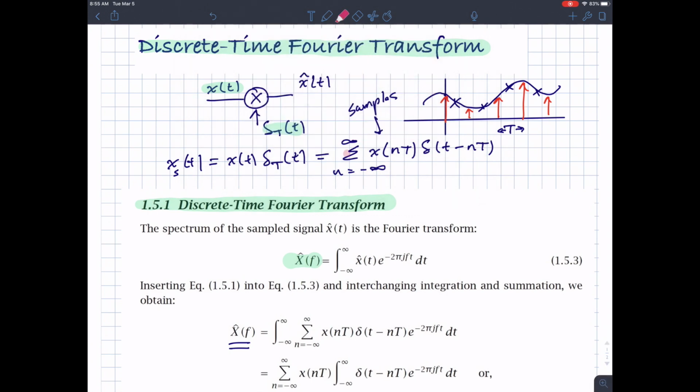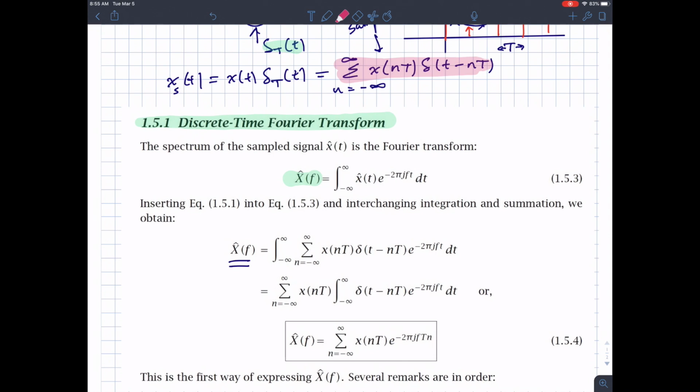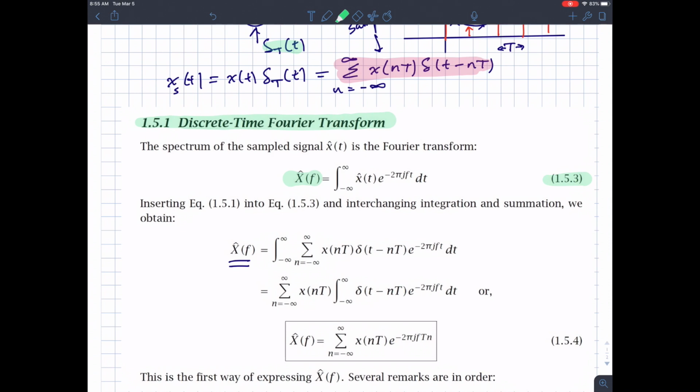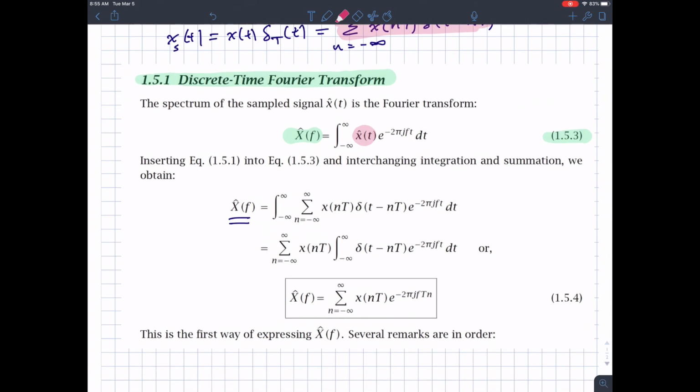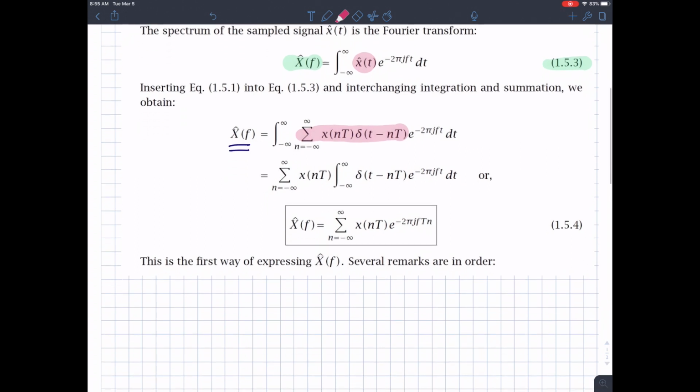I mentioned that because here is x_s(t), and so you start with the Fourier transform definition, which is given in equation 1.5.3. And you notice this is where I'm going to plug in that signal. He does that in this step, plugging in the sampled signal. Then the next step is common: you interchange the order of summation and integration, so we just flip that order and do them in the reverse order.